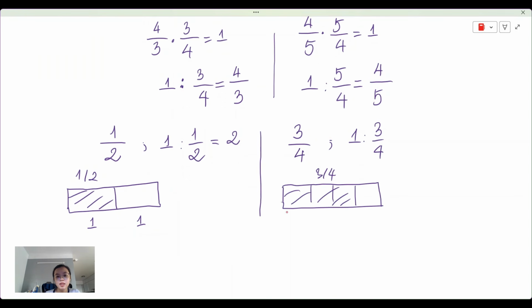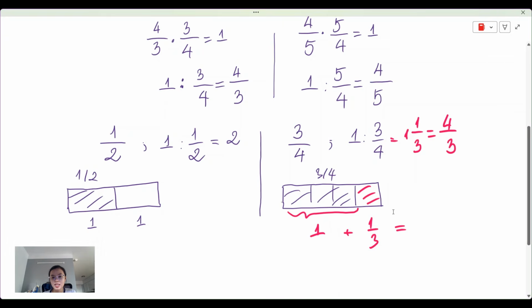Let's assume the whole is 1. So we also have another quarter here, and this quarter is just 1/3 of 3/4, right? 1/3 of 3/4. So the answer here is 1 divided by 3/4, that is 1 and 1/3. And this means 4/3, right?